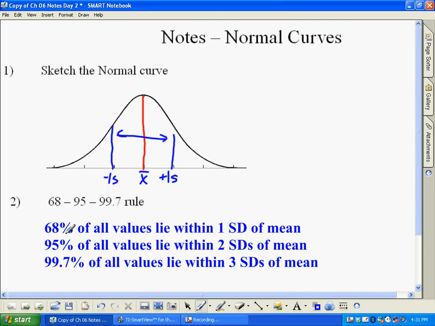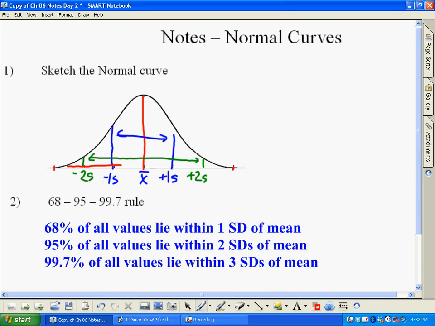Also, 95% of all values would lie within two standard deviations. So once again, here's another standard deviation in the negative direction, and this is positive 2 standard deviations. Therefore, 95% of our values would lie within 2 standard deviations of the mean. And finally, 99.7% of all values lie within 3 standard deviations. So 3 standard deviations would be out here, and that would be nearly all the values.